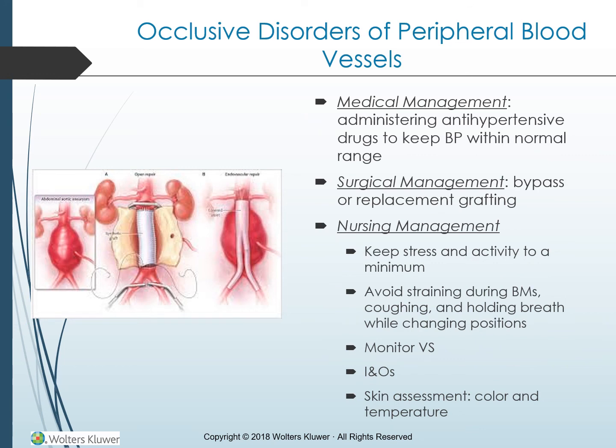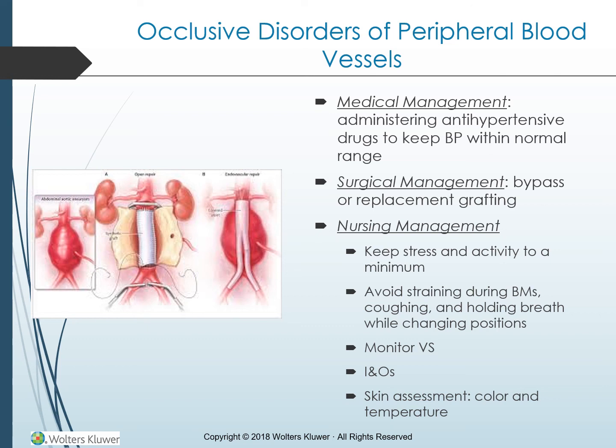Medical and surgical management. Medical treatment includes administering antihypertensive drugs to keep the blood pressure within normal range. Aneurysms are treated surgically whenever possible. No other cure exists. They are repaired by bypass or replacement grafting. A dissecting or ruptured aneurysm is a surgical emergency. The nurse helps control hypertension by keeping activity and stress to a minimum. The client should avoid straining during bowel movements, coughing, and holding the breath while changing positions.